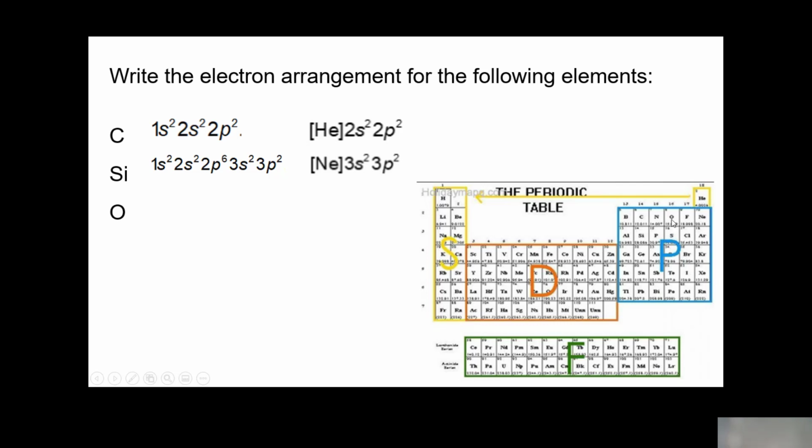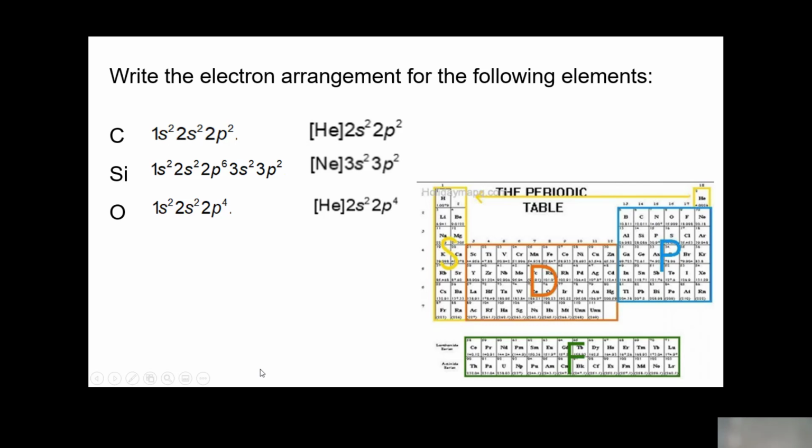Last one is oxygen. Let's take a look at oxygen. Oxygen is the same as carbon. It's right before neon, so we would have to use helium. But honestly, before you start doing abbreviations, you should make sure you do the full configuration first. So it is 1s2, 2s2, 2p4, and that's P1, P2, P3, P4. That's exactly where it needs to be.